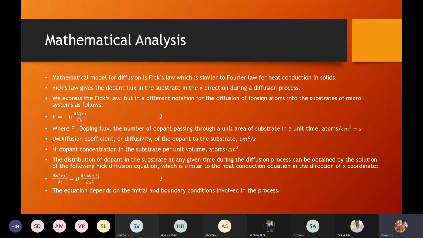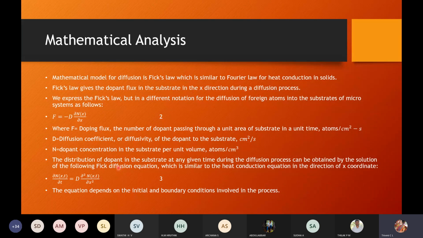And what is the N value? N is nothing but the dopant concentration in the substrate per unit volume, that is, how many dopants are present in one unit volume. So that is given by N. This is Fick's law for the diffusion of foreign atoms, and it gives the distribution of the dopant in the substrate at any given time.